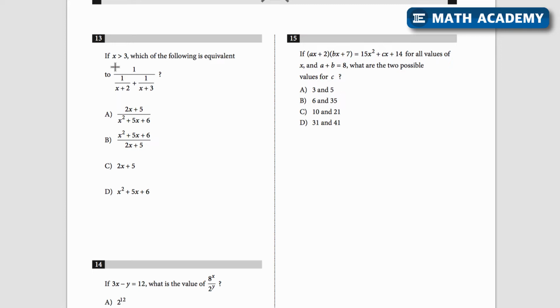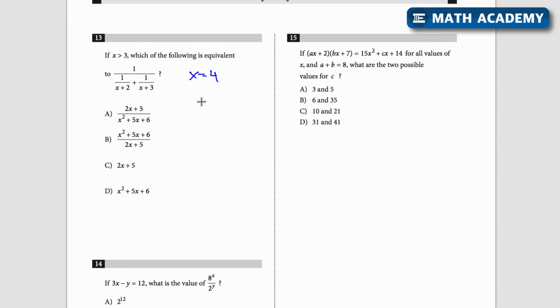13. If x is greater than 3, which of the following is equivalent to this whole expression? Well, one way to figure this out is to say, let's make x a certain number and see what this fraction would be. So let's just say x is greater than 3. Let's say x equals 4. If x is 4, what would this simplify to? And then we can see which answer choice here would give us that same number.